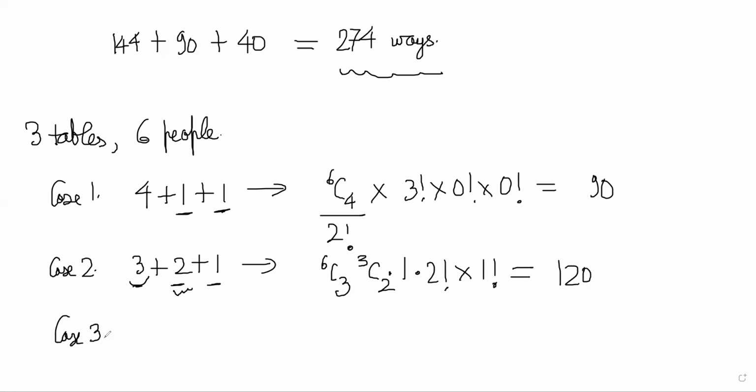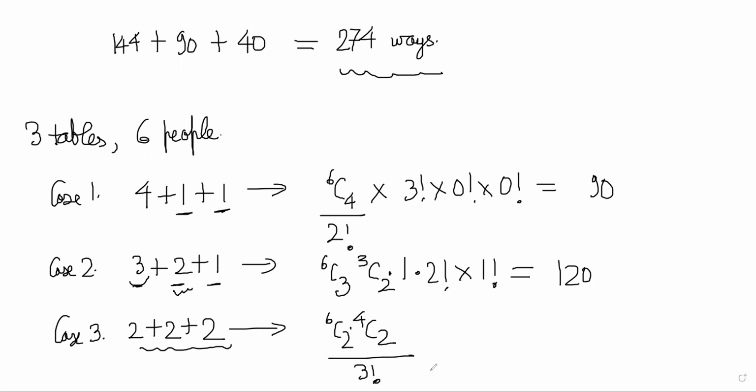And case 3, which is 2 plus 2 plus 2, groups of 2, and there are 3 equal groups, right? So we'll say 6C2, 4C2, but we'll have to divide by 3 factorial here because there are 3 groups which are equal member groups, right? And then we multiply by 1 factorial to arrange the people on those tables. So this comes out to be 15.